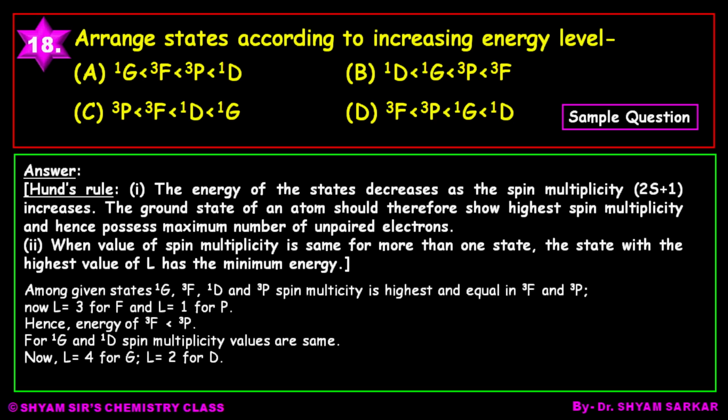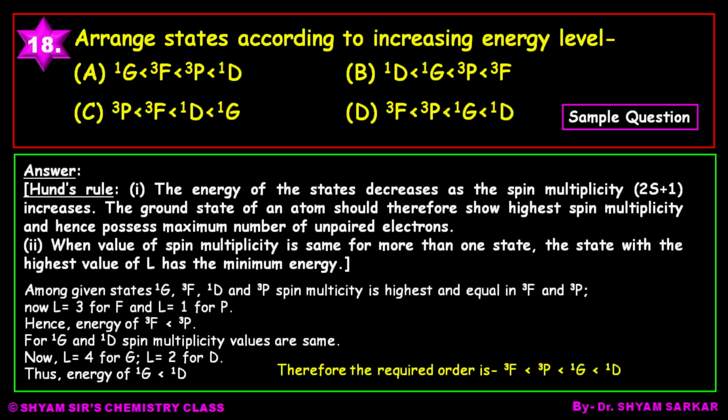Now if you arrange all these 4, you will get the order 3F less than 3P less than 1G less than 1D. So this matches with option D. So option D is the correct answer here.